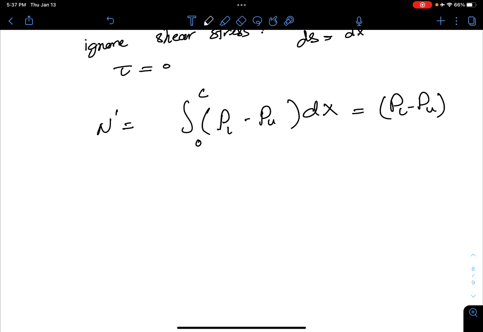X goes from 0 to c. X equals 0 will make it 0. X equals c will make it c. This is going to be your normal force.